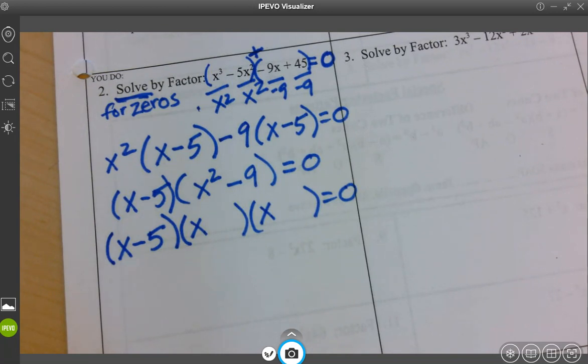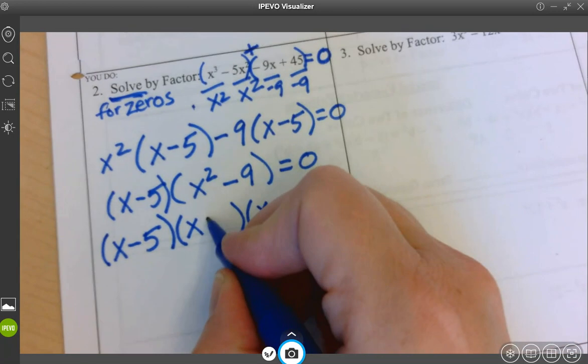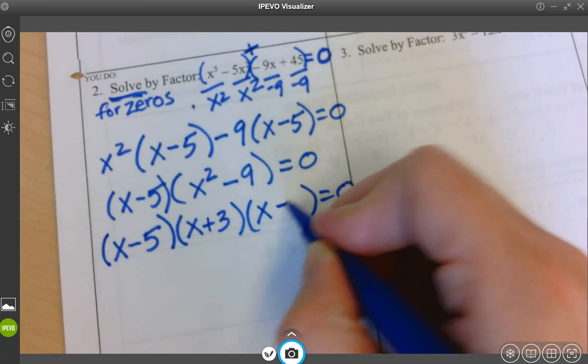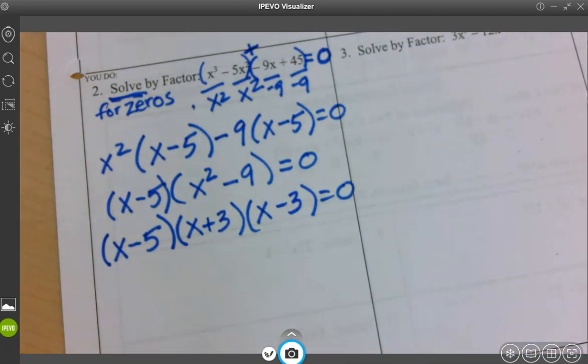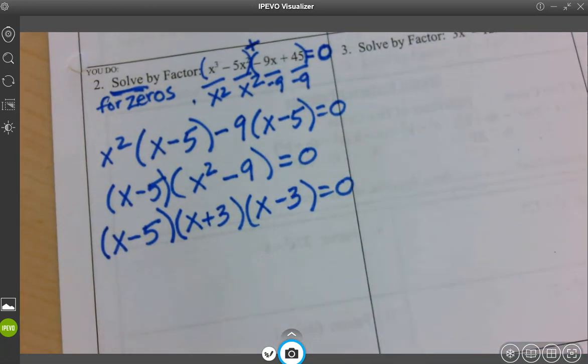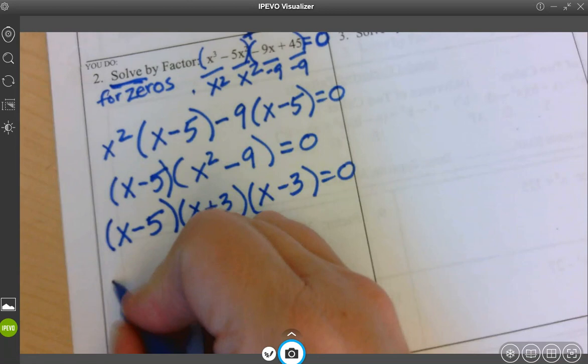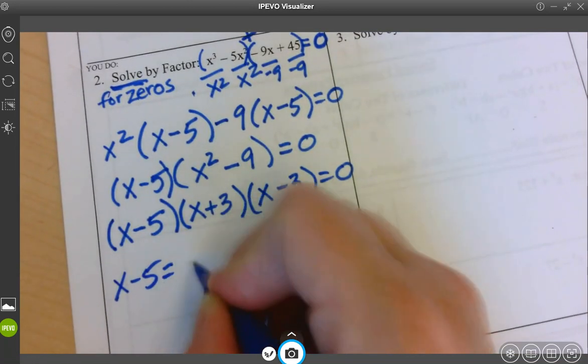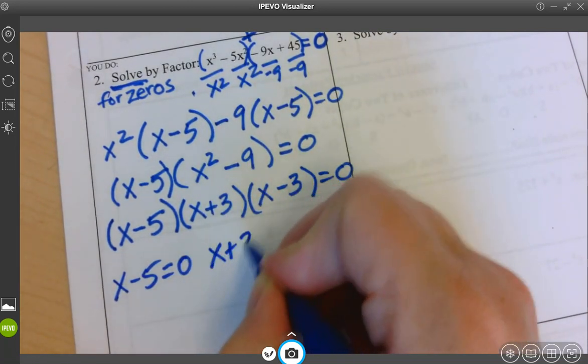So what do we need? Positive 3 times negative 3. Positive and negative, right. And it does not matter if you want to put the positive first or the negative first. That's totally up to you. All right, so we'll set each factor equal to 0, get 3 different answers. Please feel free to work ahead of me.